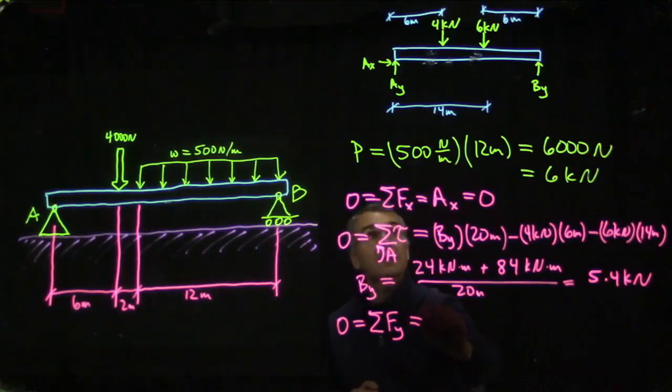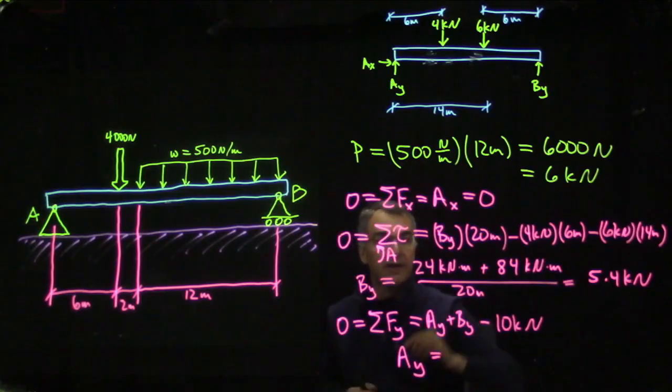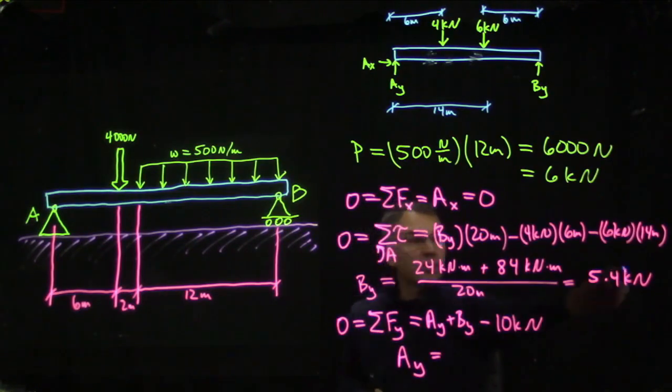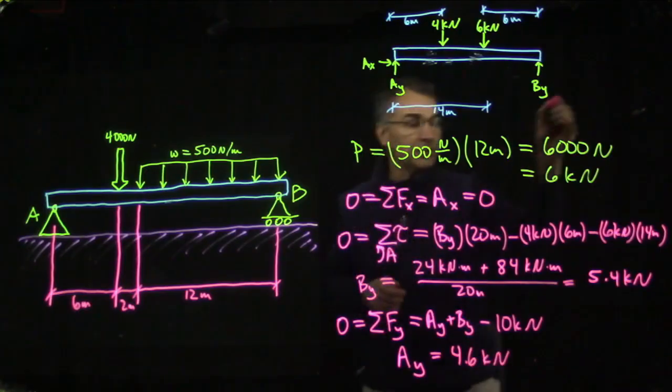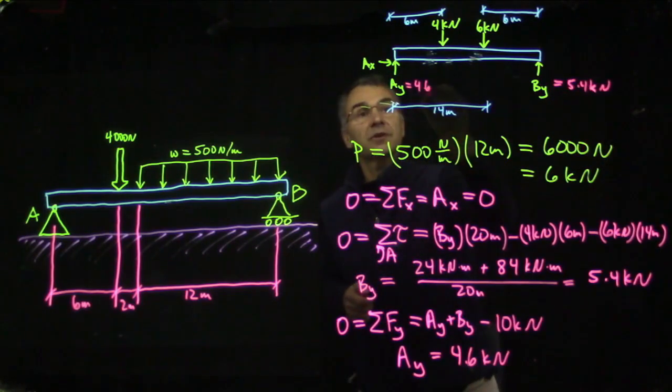And then we can say 0 is the sum of the forces in Y on the beam, and that is A sub y plus B sub y minus 4 plus 6, which is 10 kilonewtons. So A sub y plus B sub y together have to add up to 10 kilonewtons, and B sub y is 5.4 kilonewtons, so that leaves 4.6 kilonewtons left over. So B sub y is 5.4 kilonewtons, and A sub y is 4.6 kilonewtons.